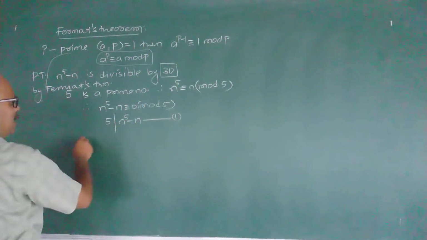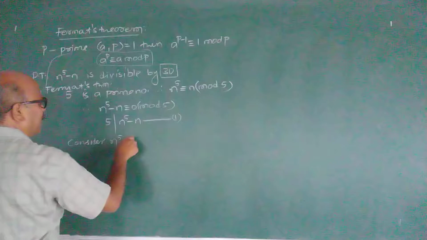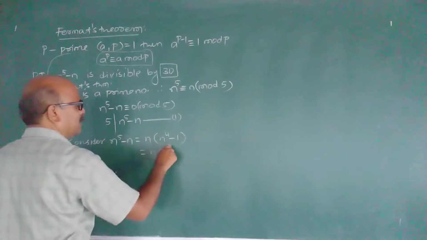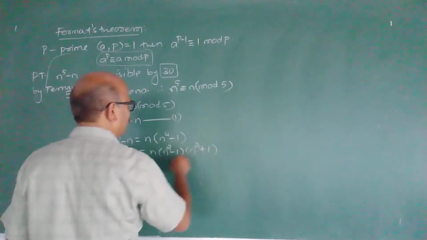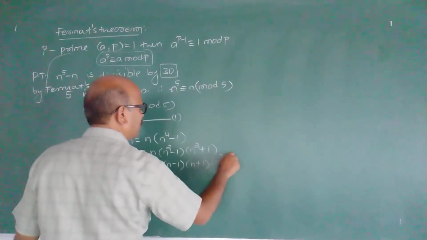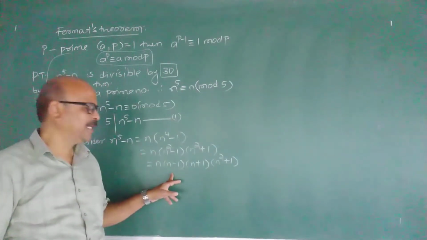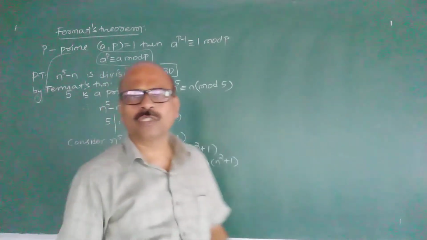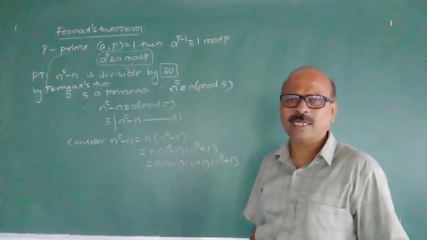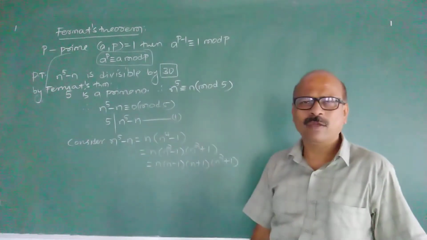For that we use one more result here. Consider n raised to 5 minus n. It is n into n raised to 4 minus 1, or n into n square minus 1 into n square plus 1, that is n into n minus 1 into n plus 1 into n square plus 1. We have studied one result on divisibility: the product of r consecutive integers is divisible by factorial r. Remember that result? The product of r consecutive integers is divisible by factorial r.